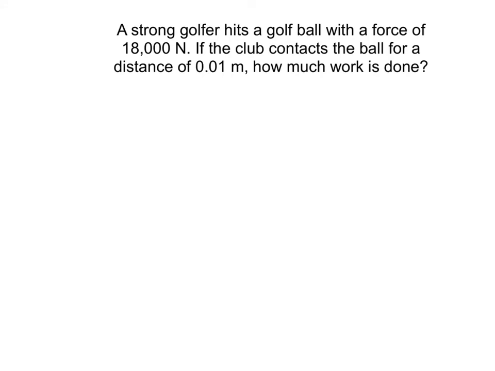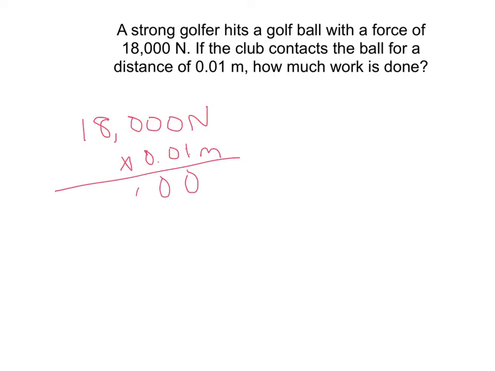All right, this one. A strong golfer hits a golf ball with a force of 18,000 newtons. If the club contacts the ball for a distance of 1/100th of a meter, how much work was done? Okay, so we have our force, and then we're going to multiply that by our distance. So 1 times 0 is 0. 1 times 0 is 0. 1 times 0 is 0. 1 times 8 is 8. 1 times 1 is 1. Okay, and then I notice that I have 2 decimal places, so I have to put it there. So my final answer is going to be 180 joules.